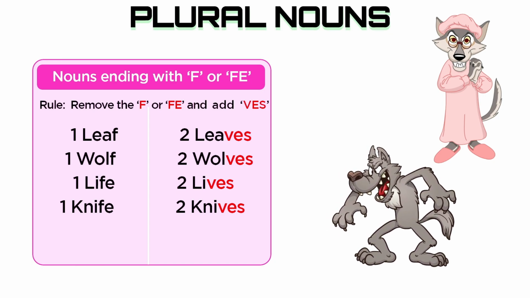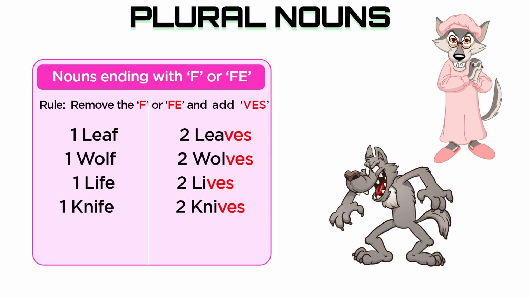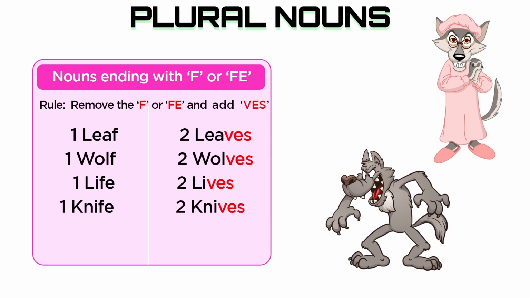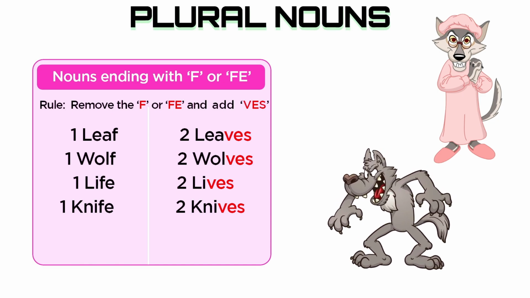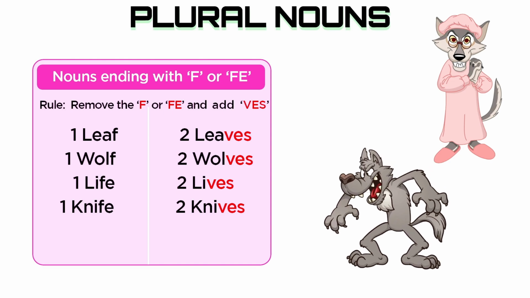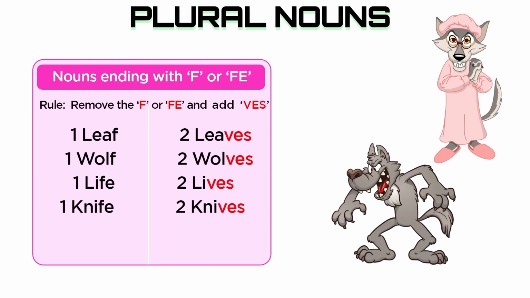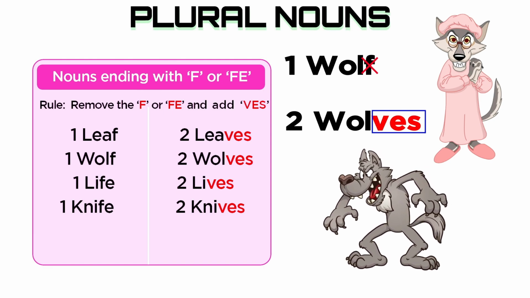When a noun ends in f or fe, for example, wolf ends in f, we remove the f or fe part and add the es to the end. So, one wolf becomes two wolves. Notice how we need to use the slightly vibrating v, and the s sounds like a buzzing z sound: wolves.